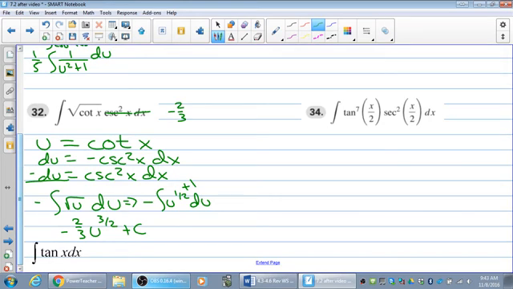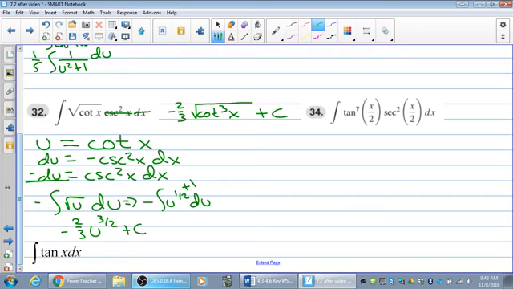U is cotangent. Square root of cotangent to the 3rd x plus c. The bottom is the root, the top is the power. So the power is 3. Good stuff. Man, I love this section. It's beautiful. It's like a work of art.